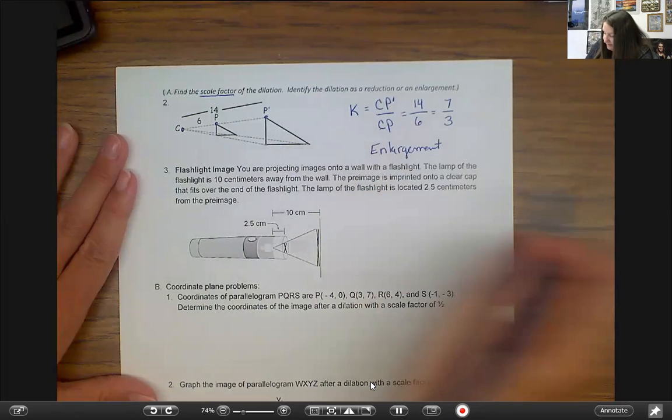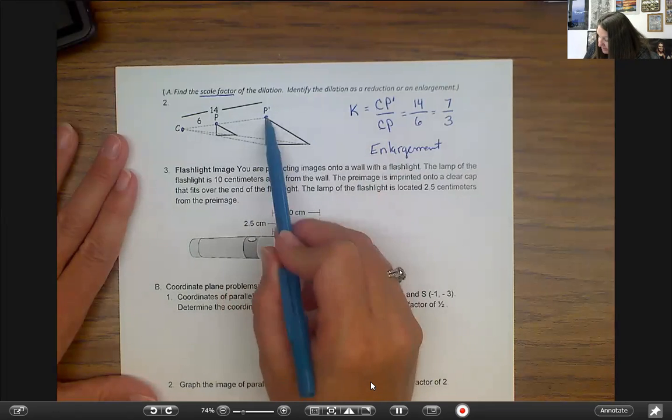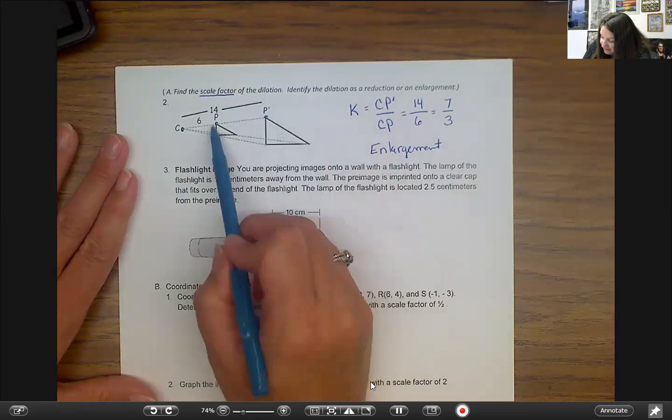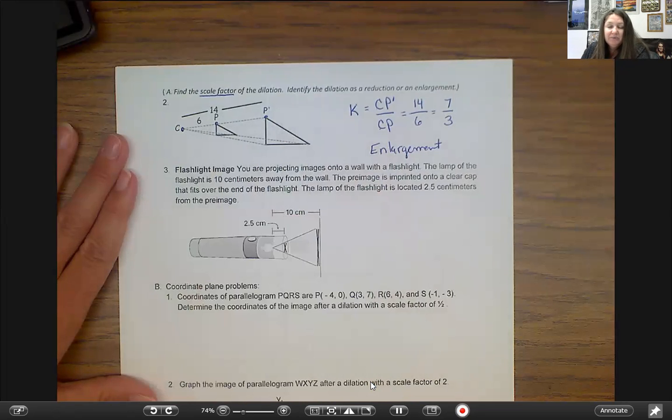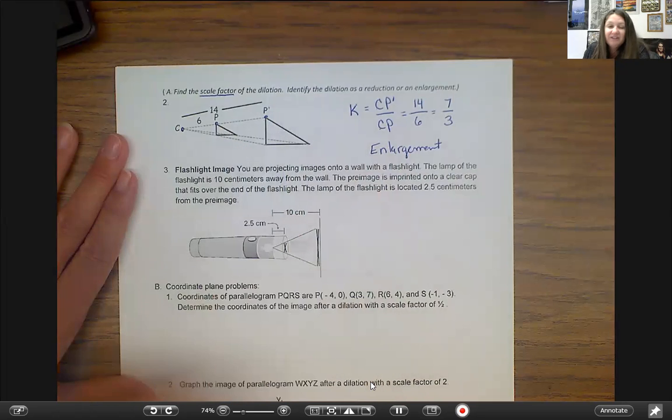And if I look at that, my image where P prime is located, this right triangle is larger than this right triangle here. But you should see that they are similar. The triangles look like they are the same shape. They're just a different size.